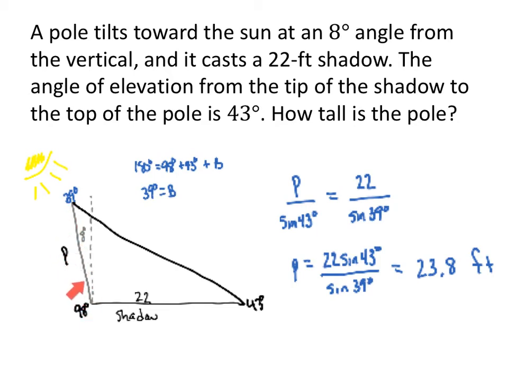Tilted 8 degrees off of the vertical, casting a 22-foot shadow with a 43-degree angle of elevation to the top of the pole. Everything we need right there. Just make sure you round appropriately based on what your problem specifically asks for.